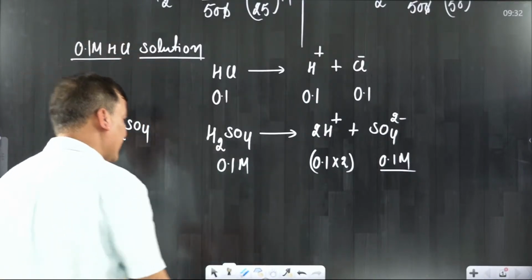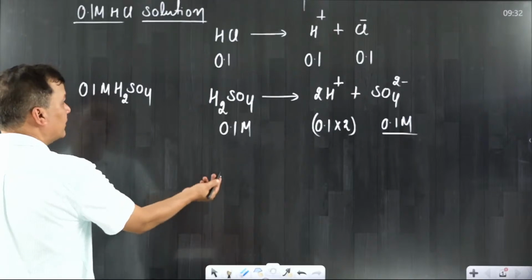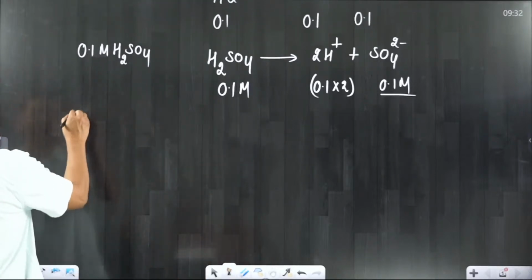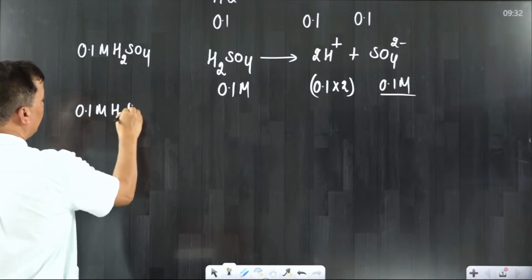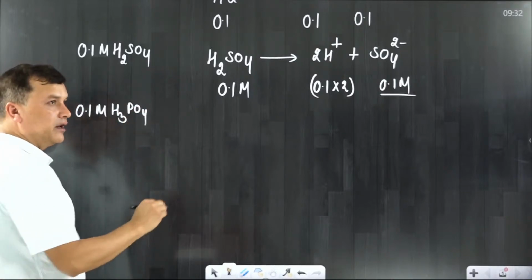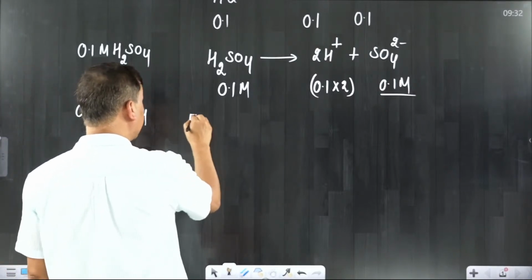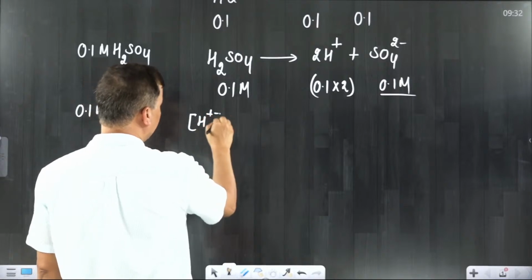So in the same way, if we have 0.1 molar H3PO4, I am writing here, in this solution, molar concentration of H positive is equal to what?